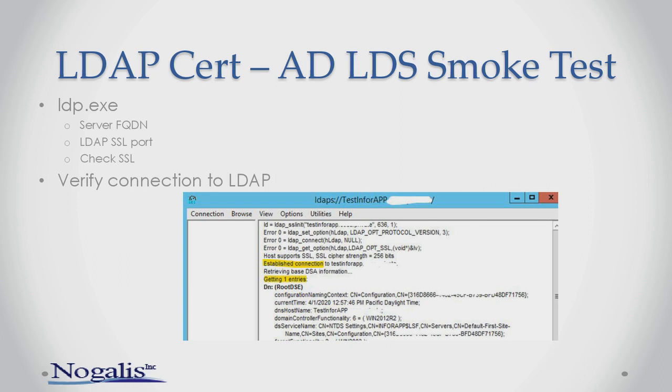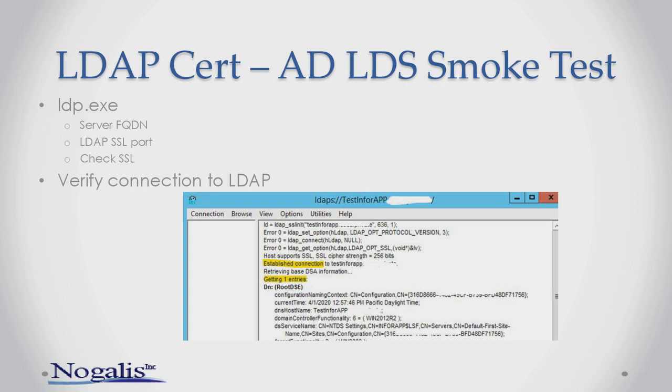And then to just do a quick smoke test to make sure that the certificate is set up correctly, on your ADLDS server, you'll run ldp.exe. It's a utility that should be installed on your ADLDS server, so you can just do start and search for it. You'll provide it with the fully qualified domain name of your ADLDS server. You'll give it the SSL port of your LDAP, and then you'll check the SSL box.